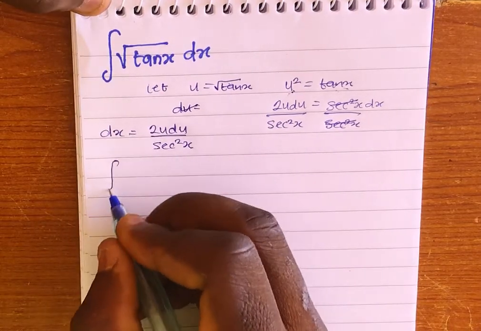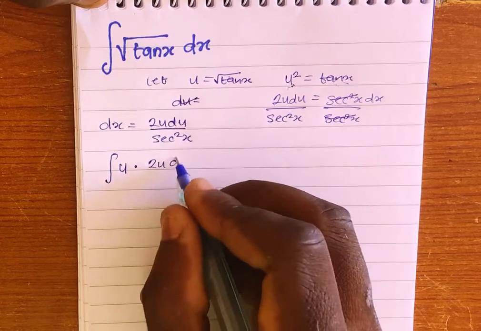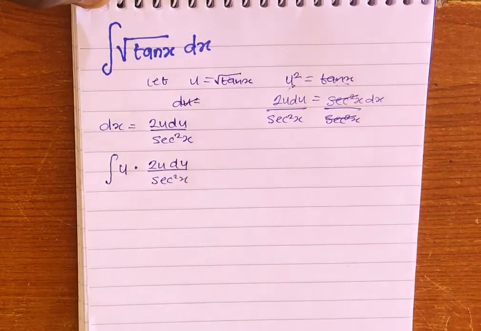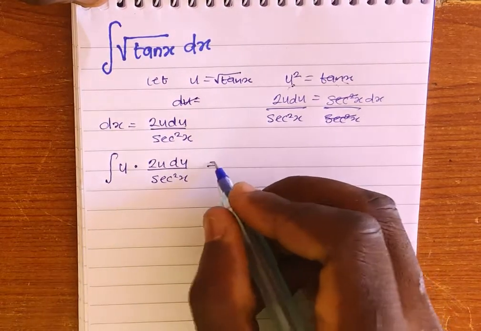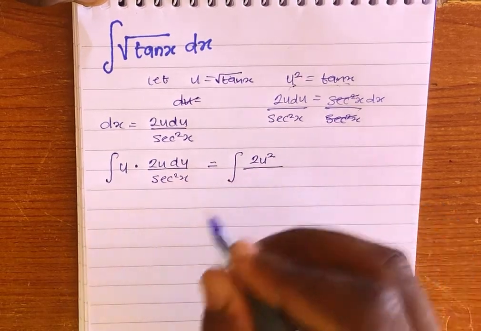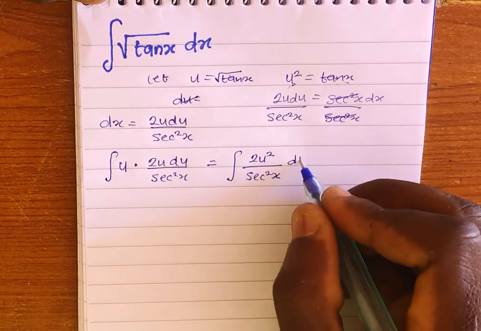So you're having the integral of u times what's that? The dx, that's 2u du over sec square x. So this can be the integral of 2u square over sec square x du.